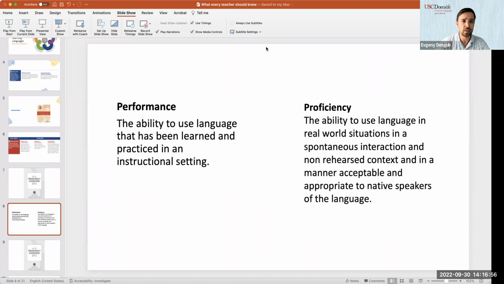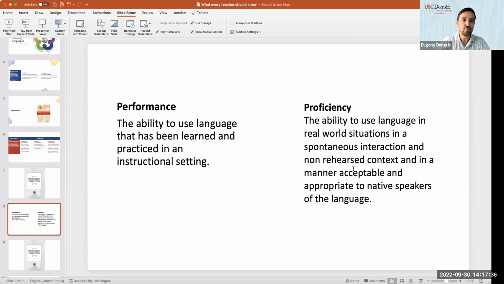So, things we learned in class. This is performance, and this is what we usually test our students. Whereas proficiency is the ability to use language in real world situations in a spontaneous interaction and non-rehearsed context, and in a manner acceptable and appropriate to native speakers of the language. Almost every word is very important here. So the use of language is important. Real world situation and spontaneous interaction, non-rehearsed context, and an acceptable manner.